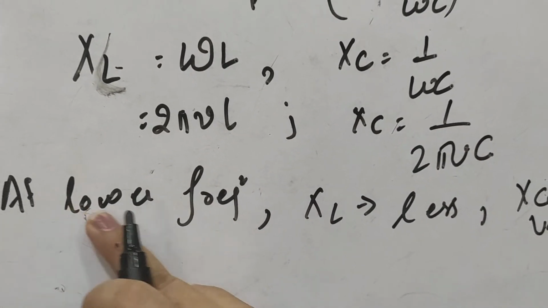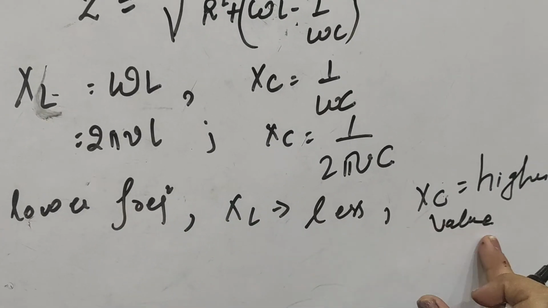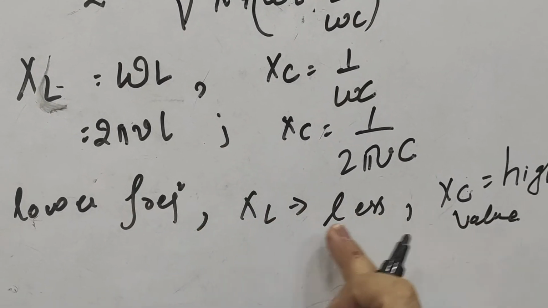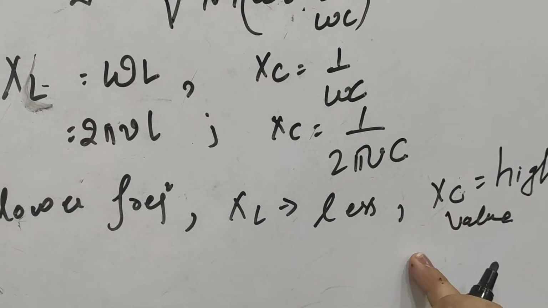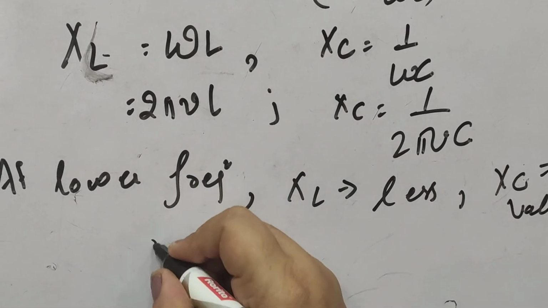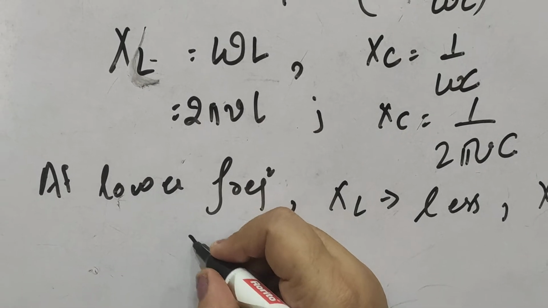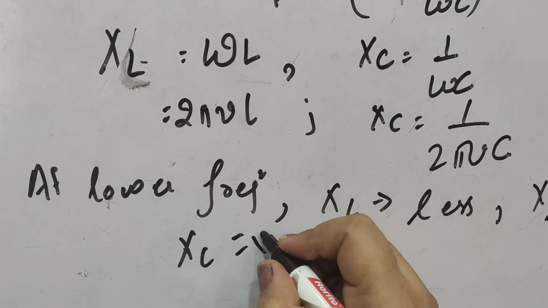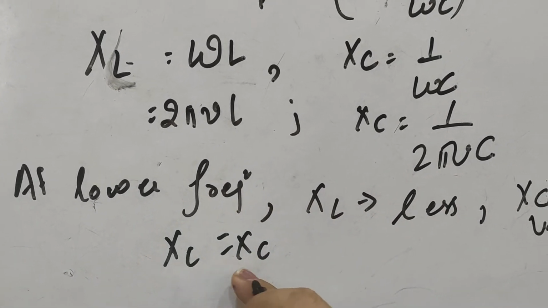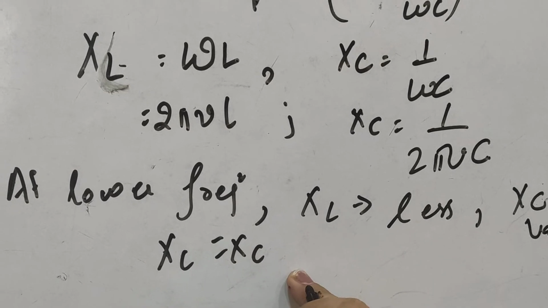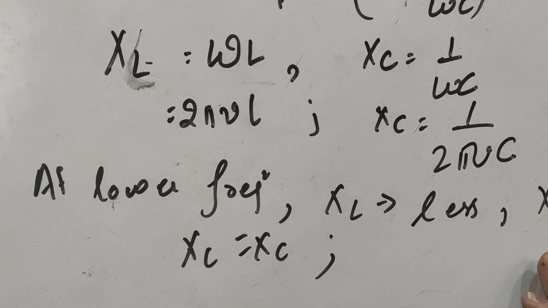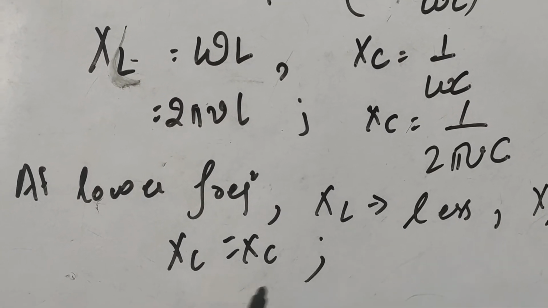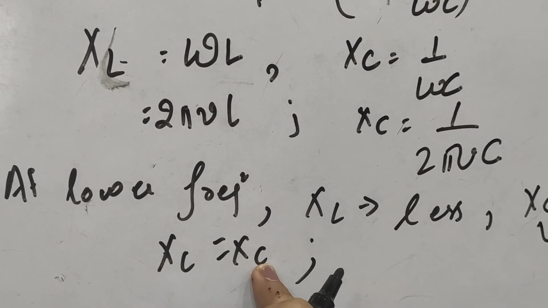When we increase the frequency from lower to higher value, the value of XL, which is initially less, goes on increasing while XC goes on decreasing. So at a particular frequency, XL is equal to XC. At that point, we can say resonance must have occurred.